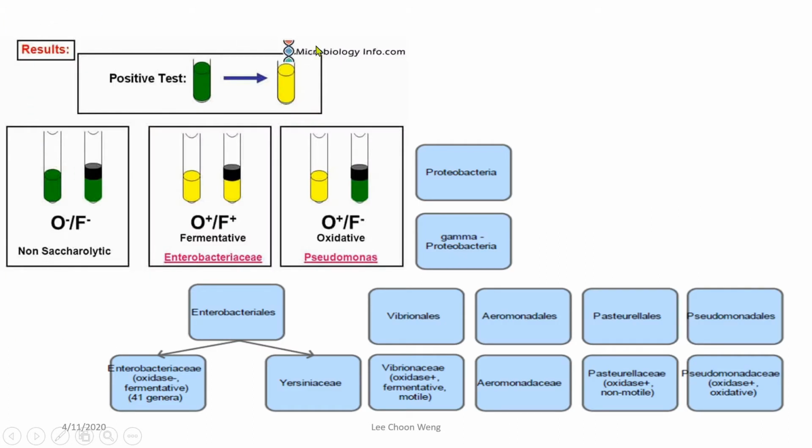Another important test is the Oxidative-Fermentative Sugar Test. The OF glucose test is where we usually use a phenol red broth and add glucose into it as its sole carbon source. Once we have inoculated a pair of tubes, we will overlay one with sterile liquid paraffin. This will ensure that the oxygen tension here is low.